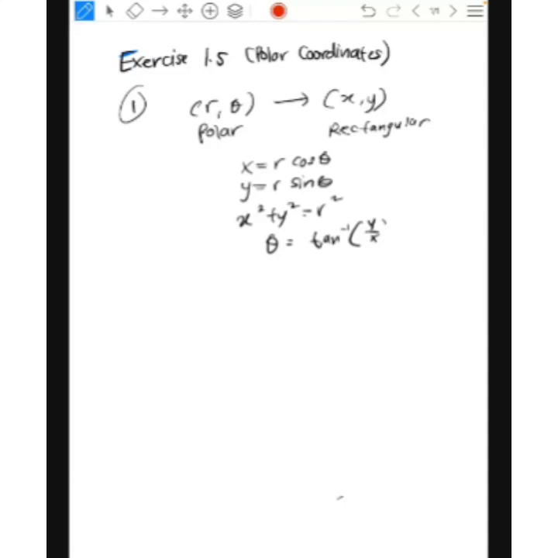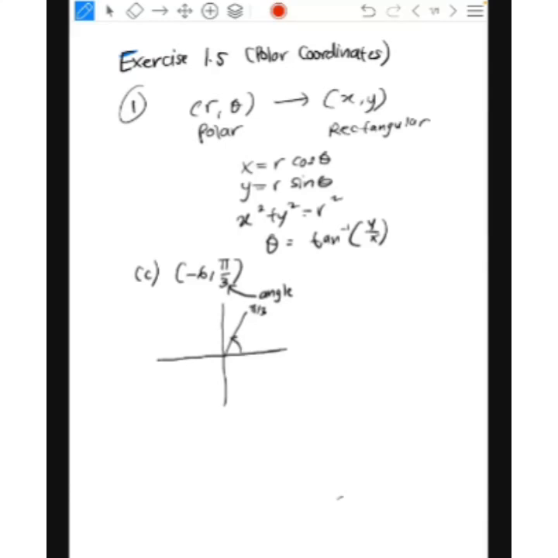Let's look into question C, negative 6, pi over 3. How to sketch the point? First of all, you have to look into the angle. Whenever the question asks you to sketch a point, you look into the angle first, avoid the r. Pi over 3 is 60 degrees, so 60 degrees is somewhere here, pi over 3.